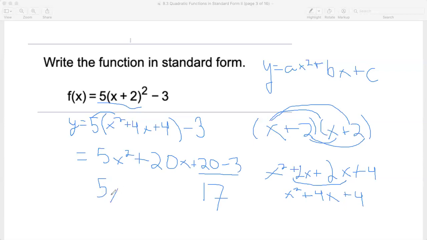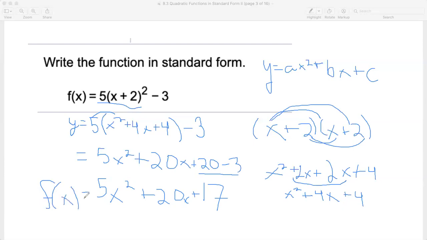5x squared plus 20x. And then it was a plus 17. So there we go. That's written in standard form. If you want to rewrite it as f of x instead of y, you can. It's just asking you to clean it up.